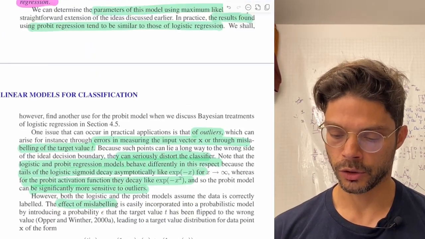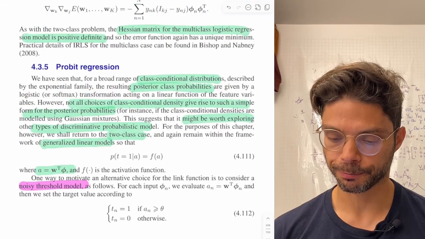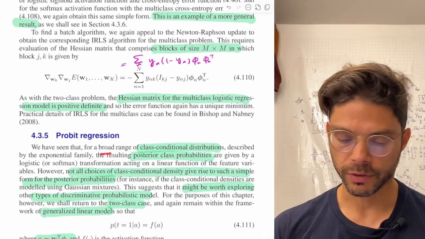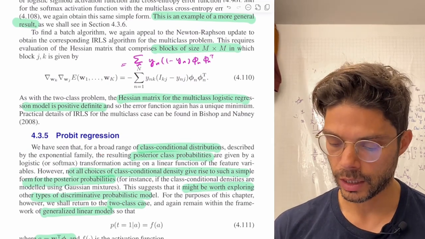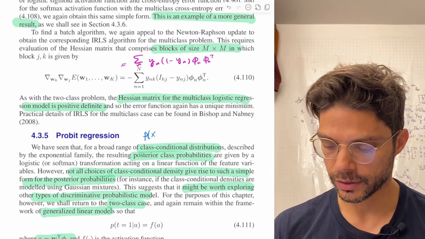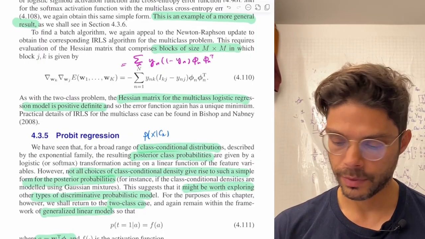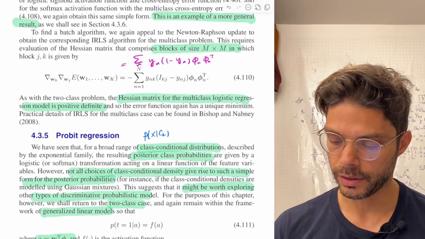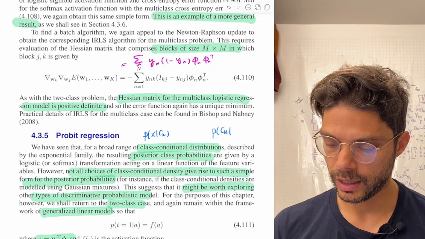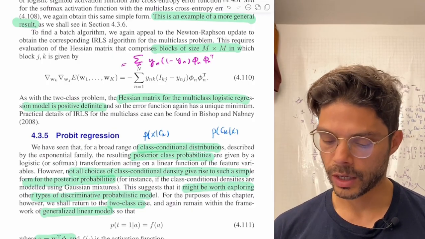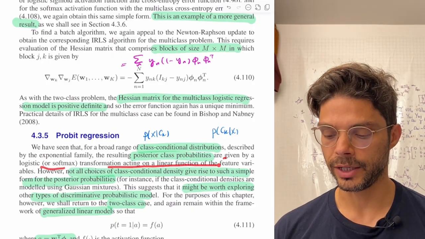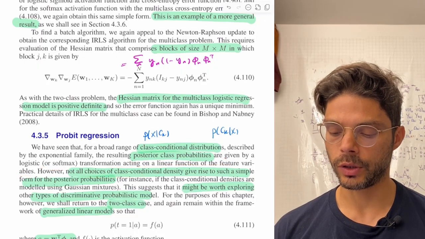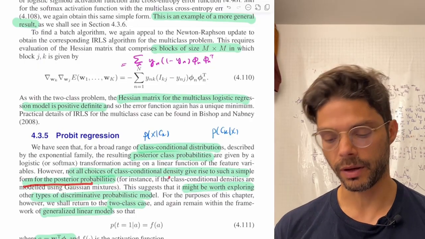Okay, cool. So let's talk about Probit regression. We've seen that for a broad range of class conditional densities, remember that was the probability of x given C_k, described by the exponential family, the resulting posterior class probabilities, p of C_k given x, are given by a logistic transformation acting on a linear function of the feature variables. However, not all choices of class conditional density give rise to such a simple form for the posterior probabilities.